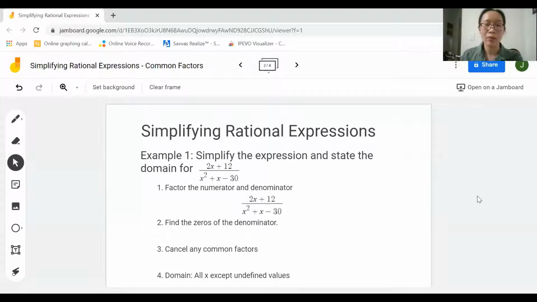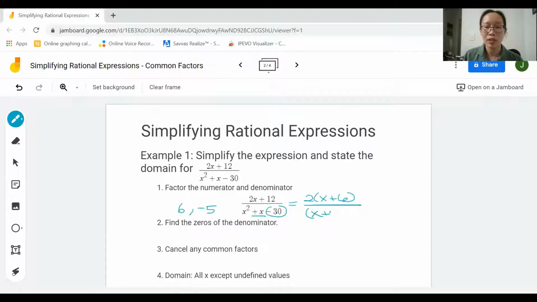In our first example, we're asked to simplify the expression and state the domain for 2x plus 12 over x squared plus x minus 30. To do that, we're going to follow 4 steps. First, I'm going to factor the numerator and the denominator. My numerator has a GCF of 2, and if I factor that out, I have 2 times x plus 6. On my denominator, I'm looking for two numbers that multiply to negative 30 and add to positive 1. Those numbers would be positive 6 and negative 5, and my factors are going to be x plus 6 and x minus 5.